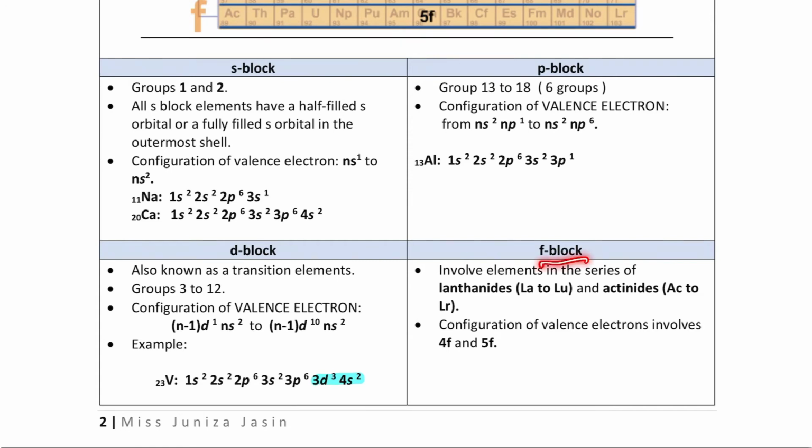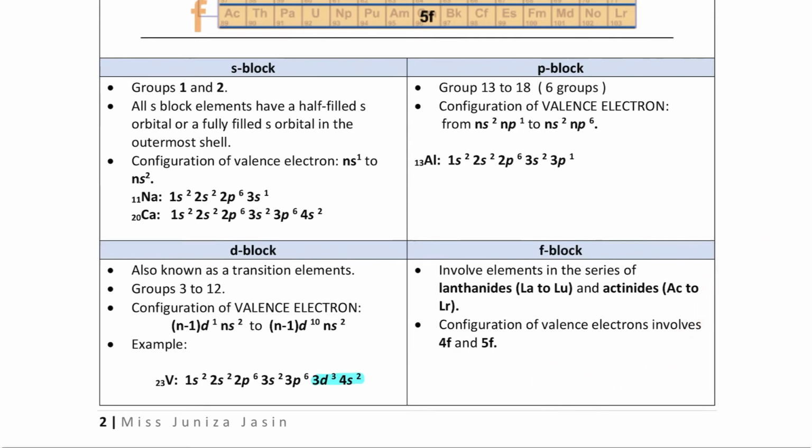Okay, and lastly F block, okay, involve elements starting from lanthanide to Lu and actinide to Lr. Okay, so configuration of valence electron involved is 4f and 5f. Okay, so this one senang je. When we write our electronic configuration starting from 1s and you stop dekat 4f ke 5f ke, that means itu adalah F block element. Okay, alright.